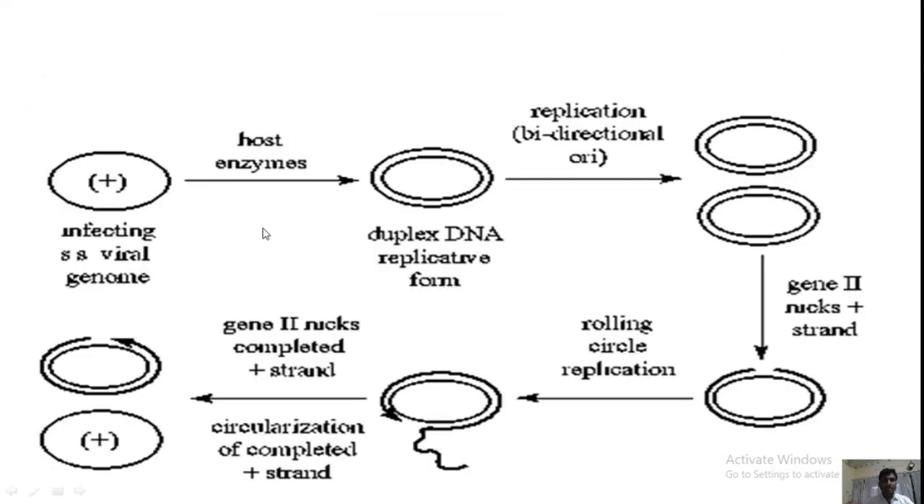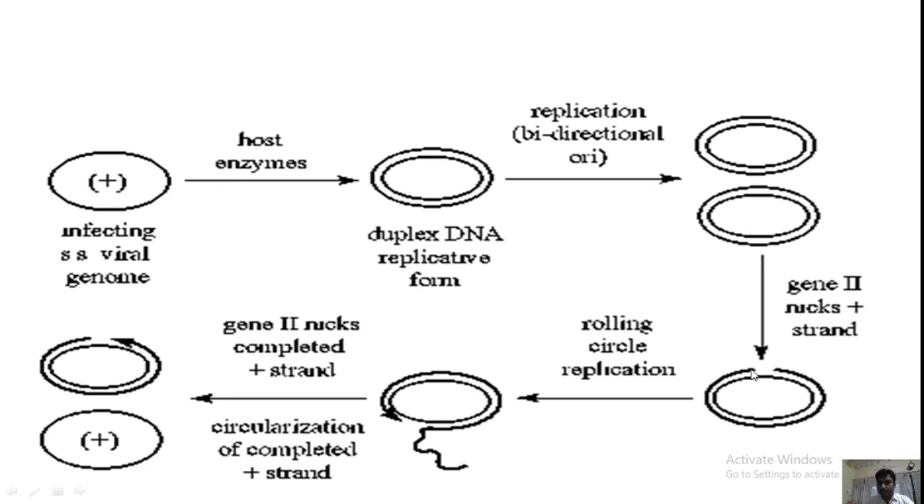It is shown over here in this picture. This is the plus strand, and from that, utilizing the host enzymes, the replicative form is formed, and then by 10 to 15 minutes it gets amplified. So there are so many copies of the replicative form. Then these replicative forms may be recognized by gene 2 protein, which creates a nick at a plus strand. So you can see a nick over here.